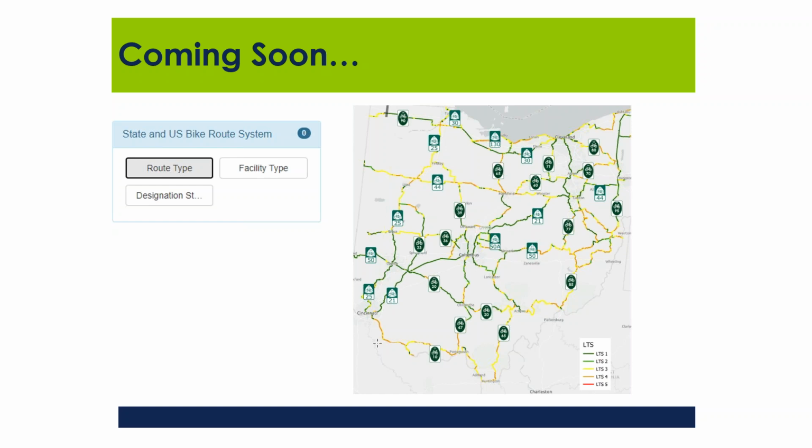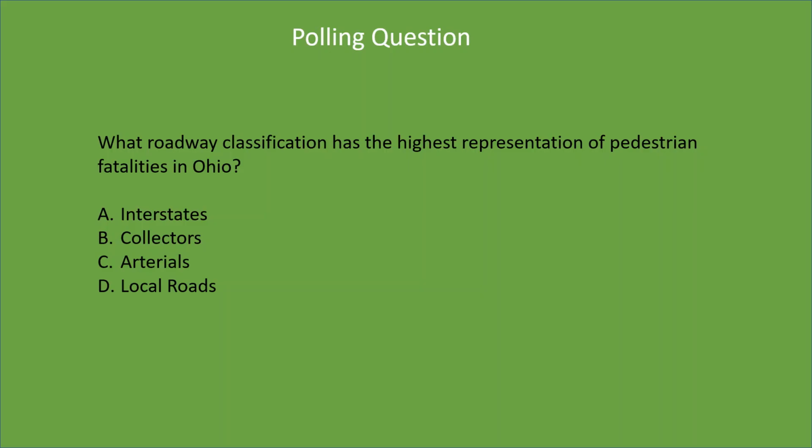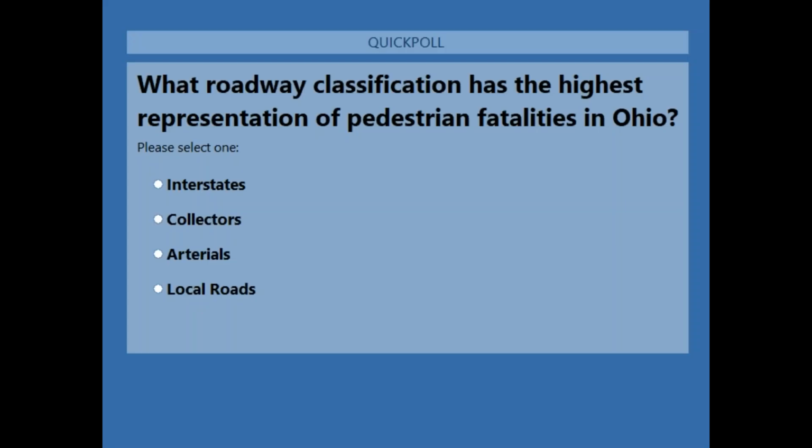All right, well, we'll head to another polling question. And after this polling question, I'll ask for any questions that have been submitted thus far in the chat box. So what roadway classification has the highest representation of pedestrian fatalities in Ohio?